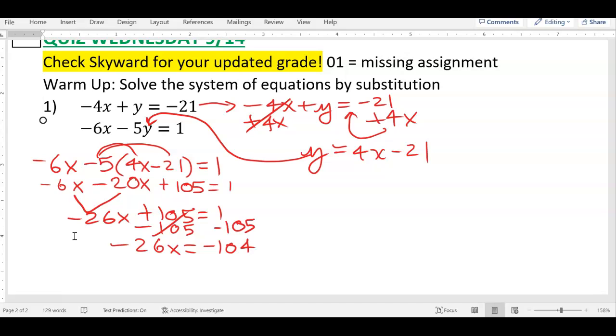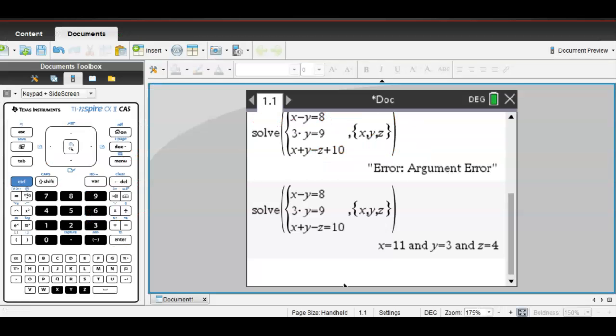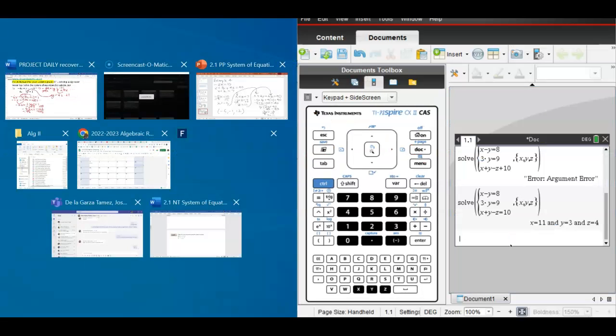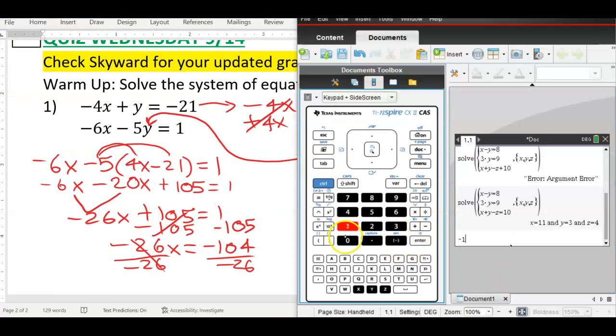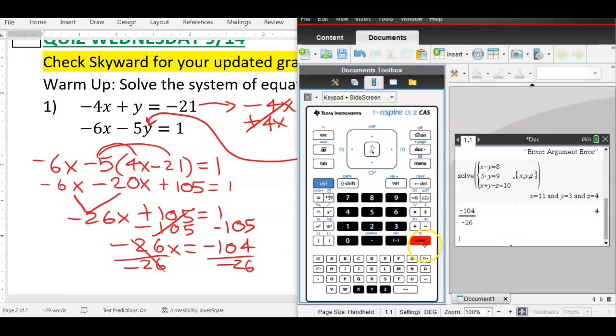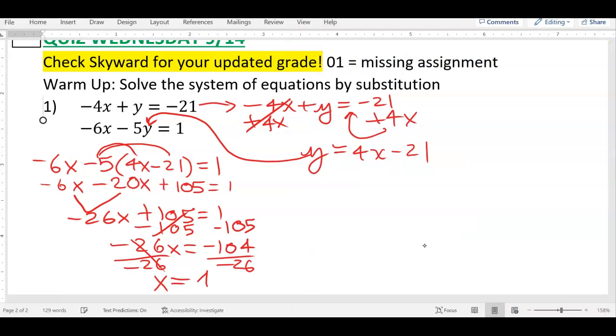Okay, a negative coefficient. This gets goofed up a lot, but what do we do to get rid of a negative 26 in front of x? We do divide. To get rid of a coefficient, we divide by the same number. Divide by negative 26 on both sides. Again, calculator can help you with computations if you need to. Negative 104 divided by negative 26 is a positive 4.